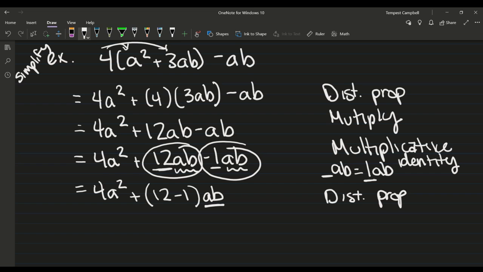So if I were to take those out, what's going to happen is I get my ab on the outside, and then I'm left with my 12 minus 1. If I were to distribute this back, I should get what I started out with. So now we know we have a squared plus 12 minus 1, which is 11ab.